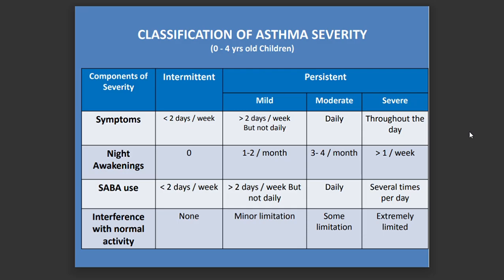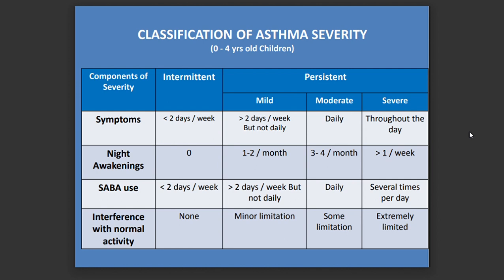The classification of asthma severity. This is for 0 to 4-year-old children. Your symptoms, if you have them less than 2 days a week, it is intermittent severity. If you have them more than 2 days a week, but not daily, it is mild severity. Daily, it is moderate, and throughout the day, it's severe. Night awakenings, if you have 0, it's intermittent. 1 to 2 a month, it's mild. 3 to 4 a month, it's moderate. Greater than 1 time a week, it is severe.